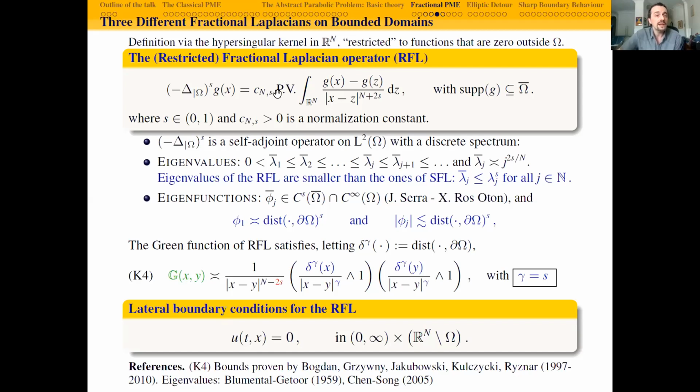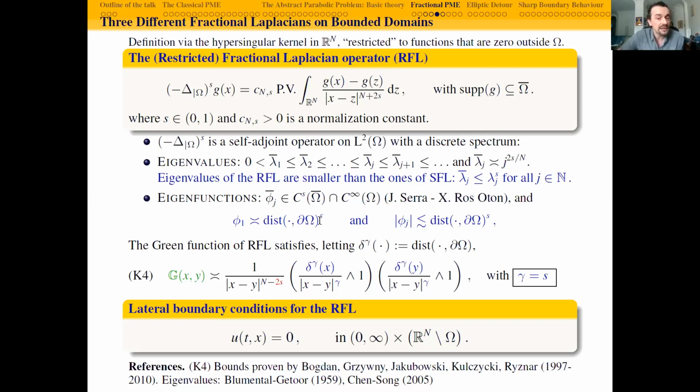Okay? Well, this is a self-adjoint operator in L2. It has a discrete spectrum. The eigenvalues grow qualitatively like the ones of the spectral Laplacian, but they're smaller. And the eigenfunctions are different because they are not C^k up to the boundary, they are just C^s. And this is a sharp result by Joaquim Serra and Xavier Ros-Oton. It shows you that the eigenfunction goes like the distance to the power s, and this is sharp, there is nothing you can do about it.